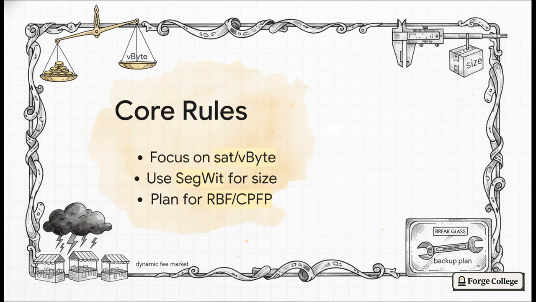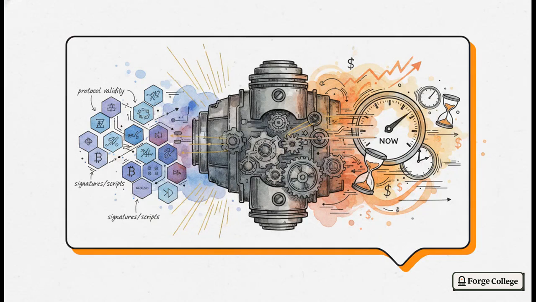And lastly, always have a backup plan. Construct your transactions expecting that you might just need to use RBF or CPFP to bump them if the network conditions suddenly change. I want to leave you with this capstone thought today. Fee rate is the economic engine converting protocol validity into timely inclusion. Think about it. Your signatures and your scripts, they prove you are allowed to move the money. But your fee rate, that proves you are willing to pay the market rate to do it right now.